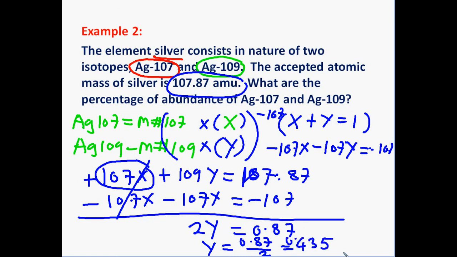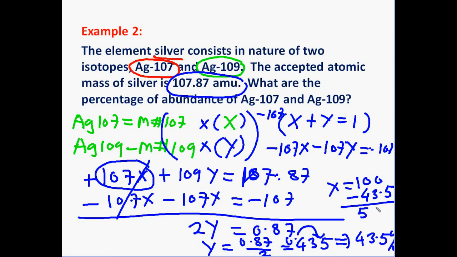0.435. Now remember, this is a fractional abundance. So if I want to convert that to percent, I need to move the decimal point by 2 places to the right side. So that will be 43.5%. If y is 43.5%, how do I find out x? In order to find out x, I need to subtract it from 100. So 100 minus 43.5 will give me the other percentage, which comes out to be in this case as 56.5%. So we got the answer.